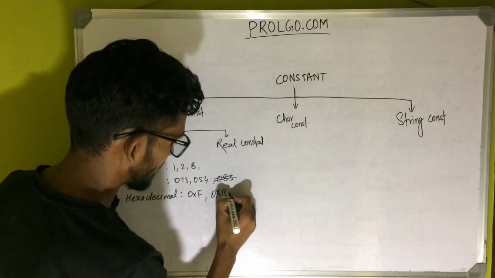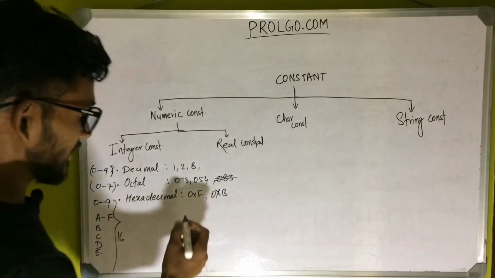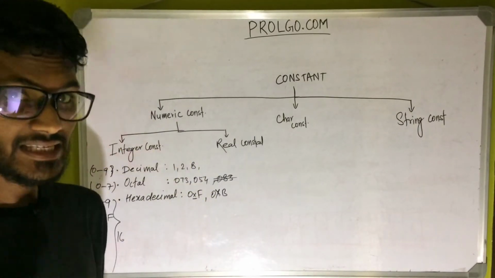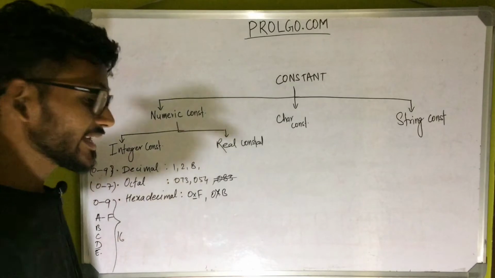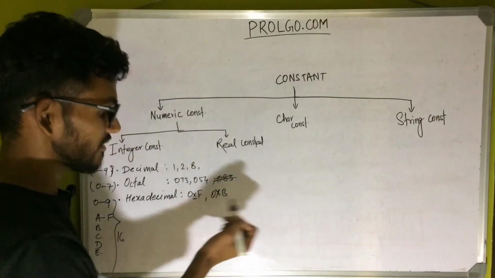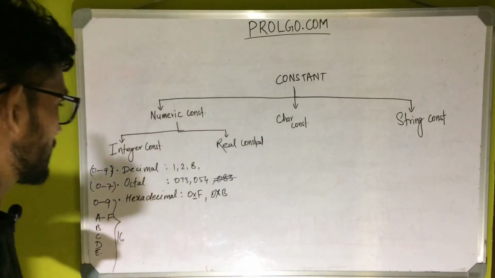Okay, that's fine. As we all know, C is a case sensitive language, but here either a small x or a capital X is fine; both represent a hexadecimal number.